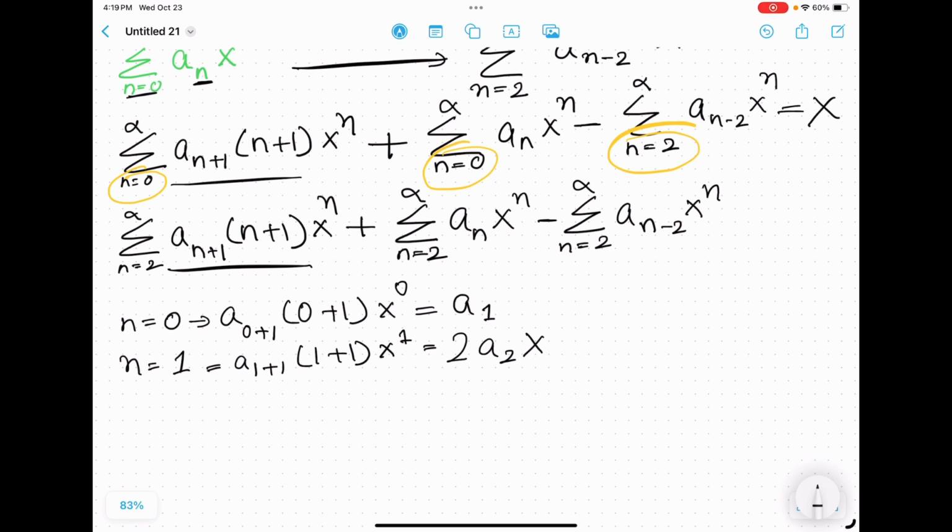So let's include them real quick. So I have plus a sub 1 plus 2a sub 2 x.